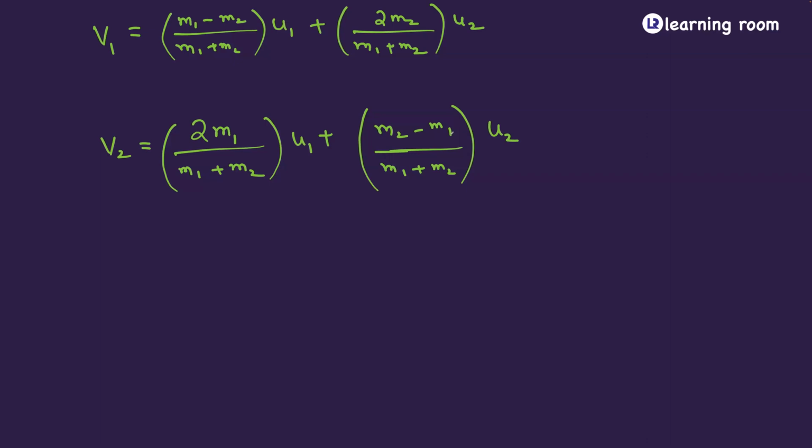But the point you need to remember here is, when you write it for V1, it is M1 minus M2. When you write it for V2, it is M2 minus M1. Okay, so this is how you can remember. And as I told you, these two are very, very important formulae. Clear with this?